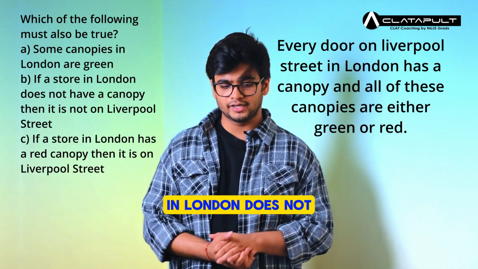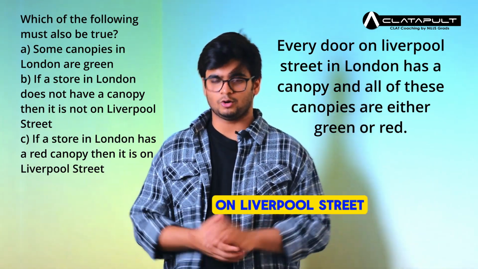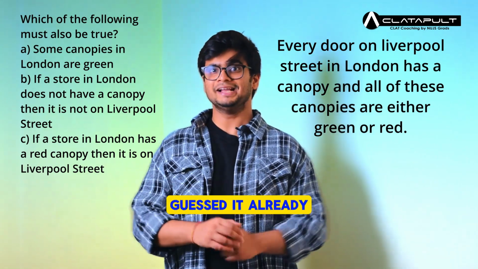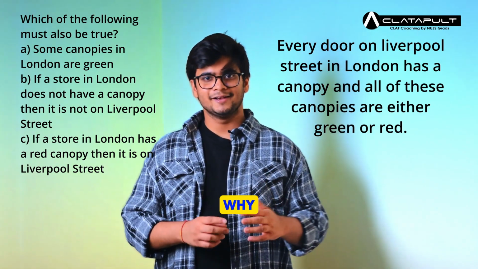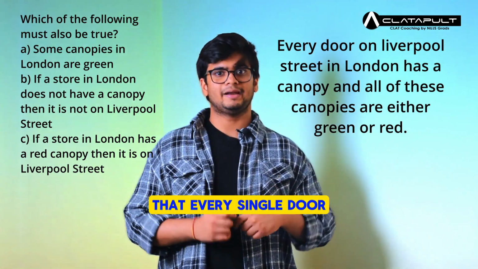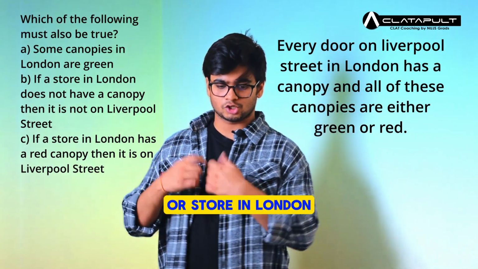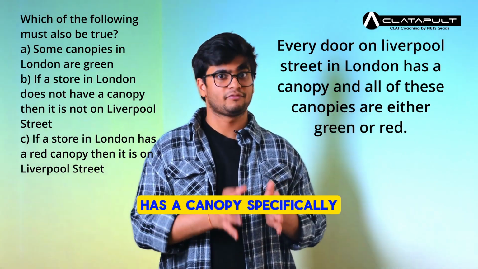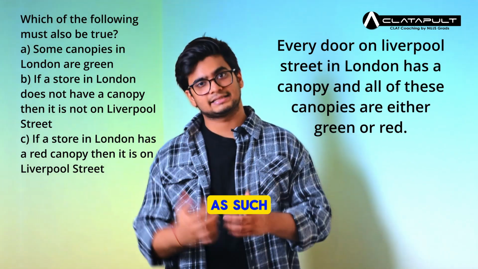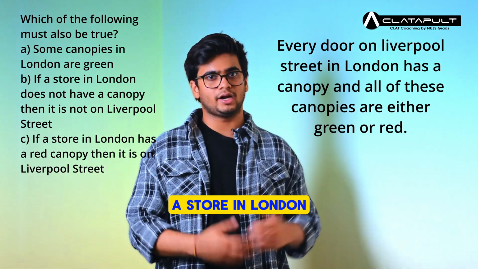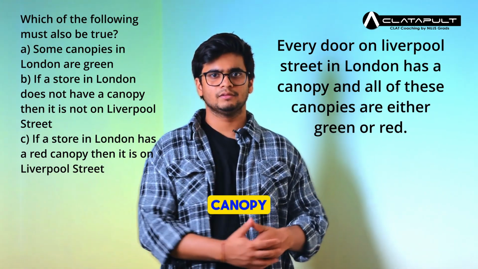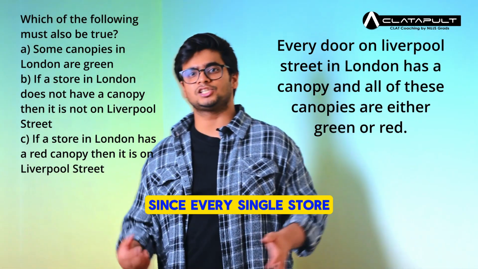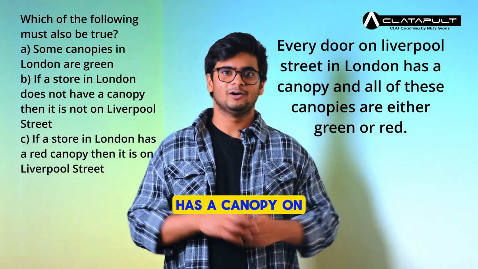If a store in London does not have a canopy, then it is not on Liverpool Street. Well, statement number 2, as you might have guessed already, is a valid inference. Why? Because the statement clearly told us that every single door or store on Liverpool Street has a canopy. As such, if a door or a store in London does not have a canopy, we can clearly state that it cannot be on Liverpool Street, since every single store there has a canopy.